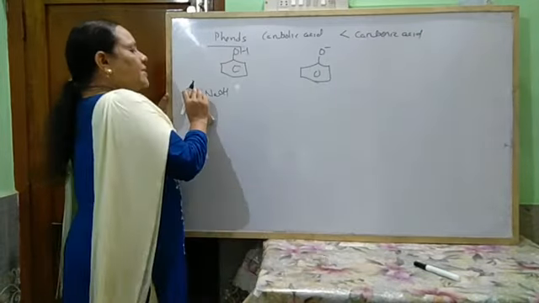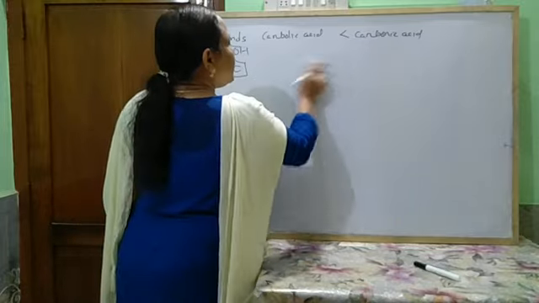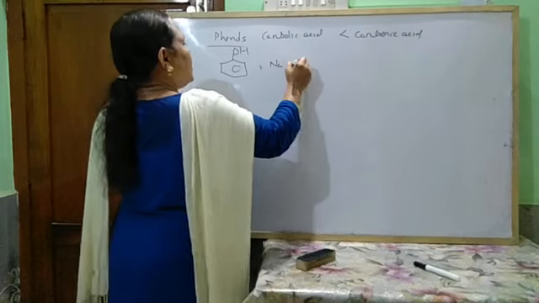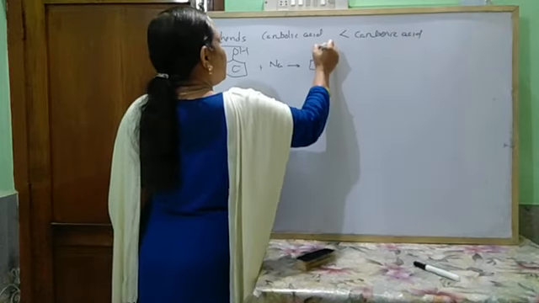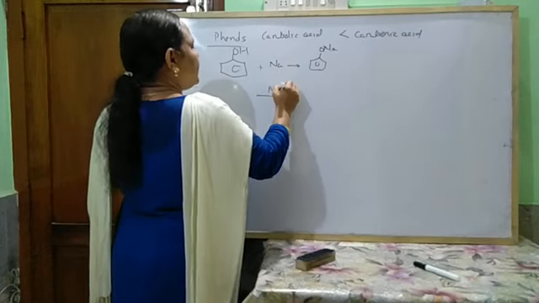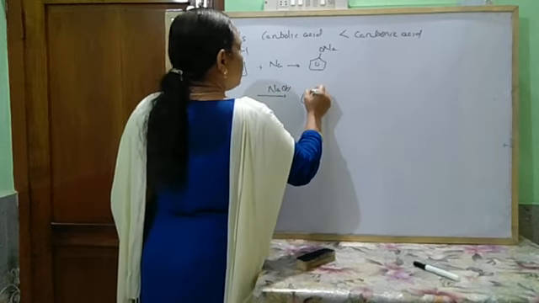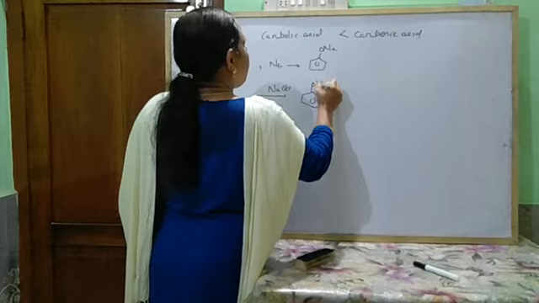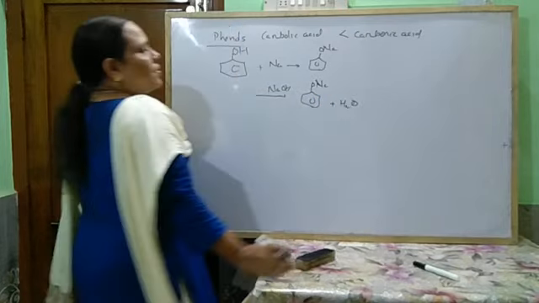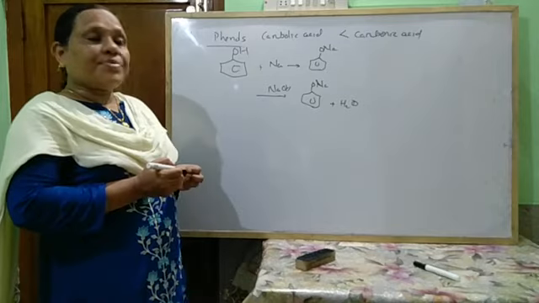Next, phenol reacts with sodium metal to form sodium phenoxide. It reacts with alkali to form sodium phenoxide. It is dissolved in alkali.